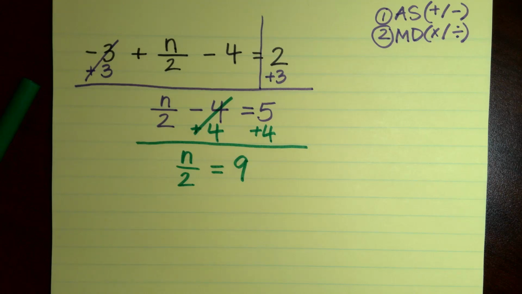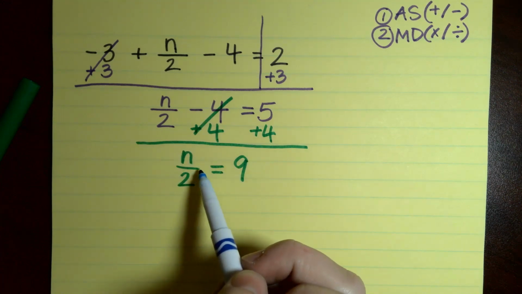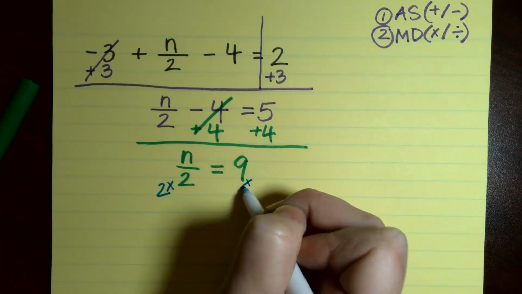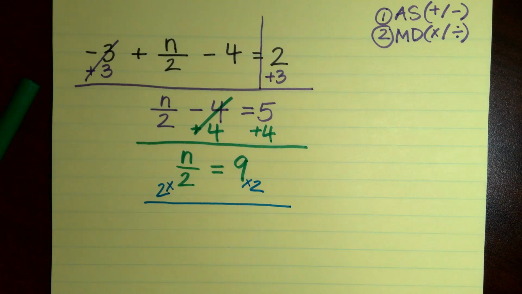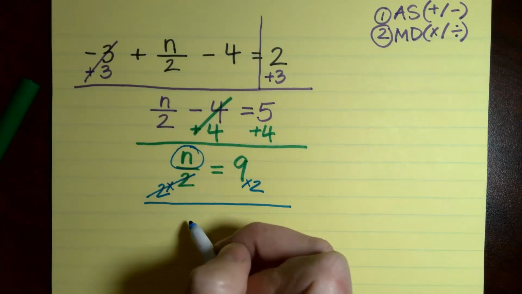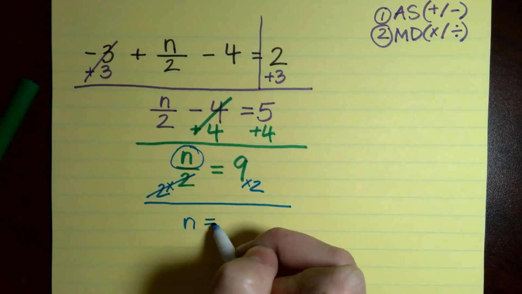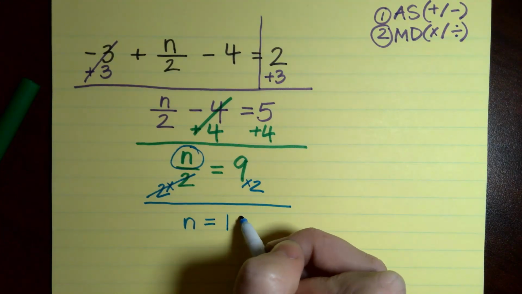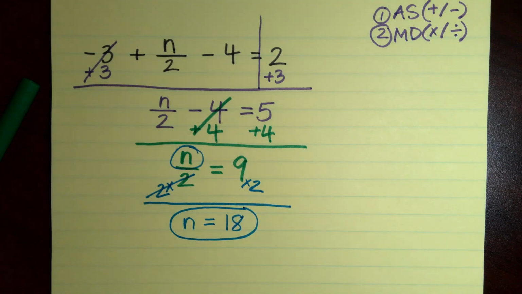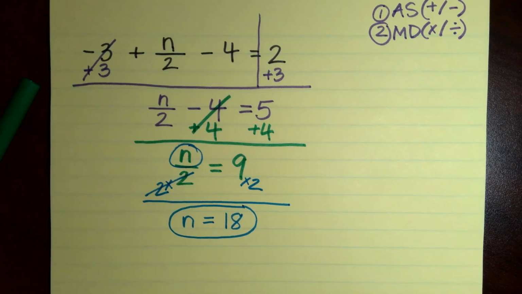How do we get n by itself? Times 2. So in order to get rid of division, we multiply. So times 2 on the other side. My 2's will cancel, so I'm left with n by itself. N equals 9 times 2, which is 18. N equals 18. Good job, guys. All right, let's do another one together.